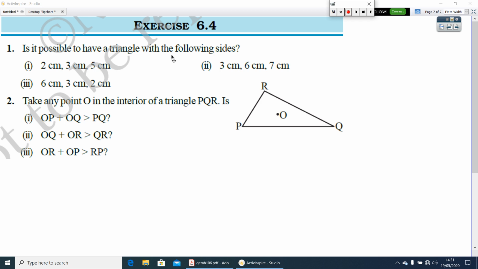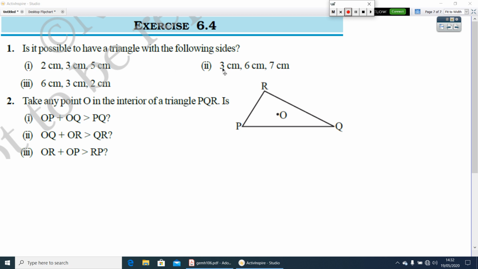Here in exercise 6.4 of the textbook, you have two questions. First one, is it possible to have a triangle with the following sides? Here you have 2 cm, 3 cm and 5 cm. What you have to do is add 2 plus 3, it is 5. The third side also 5. So this cannot be the sides of a triangle, because the sum of two sides must always be greater than the third side.